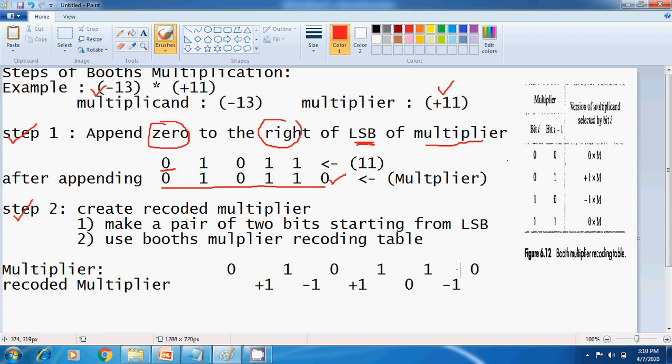In the second step, you have to create the recoded multiplier. For that, you have to follow two simple steps. First, you have to make pairs of 2 bits starting from the least significant bit of the multiplier. Second, you have to create the recoded multiplier with the help of the recoding table. Here you can see the recoding table. So let us try to make the pairs.